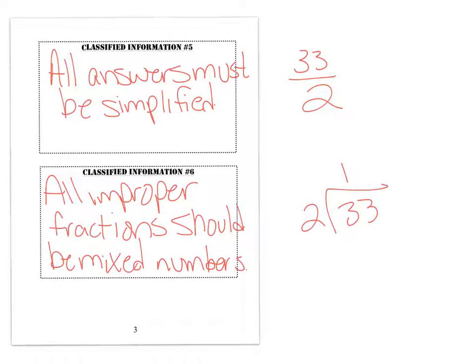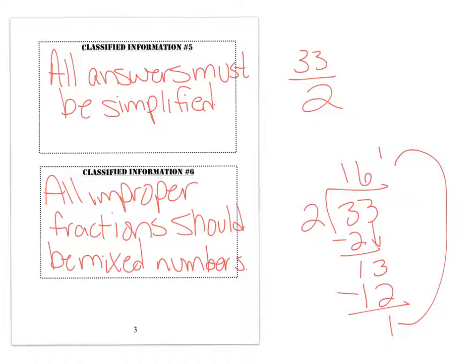2 goes into 3 one time. Bring down your 3. 2 goes into 13 6 times. 6 times 2 is 12, with 1 left over. This comes up, becomes our numerator. The denominator never changes. 16 and 1/2 is our correct answer.